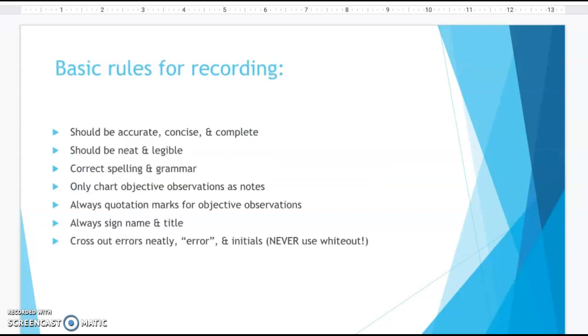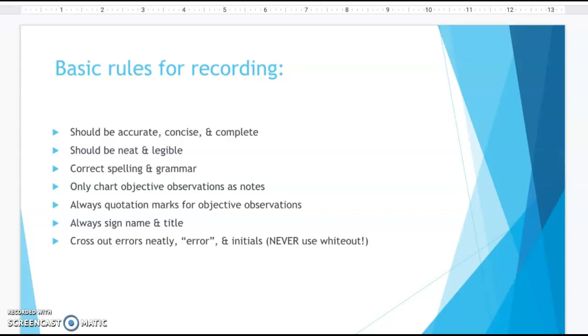Now, basic rules for recording. And I mean like recording, not like a music video. Recording something in a patient's chart. A lot of this talks about paper charting, but a lot of times we're not even doing paper charting anymore. We're actually doing electronic charting. So the things that I'm charting in that patient's chart should be accurate, they should be concise, and they should be complete.